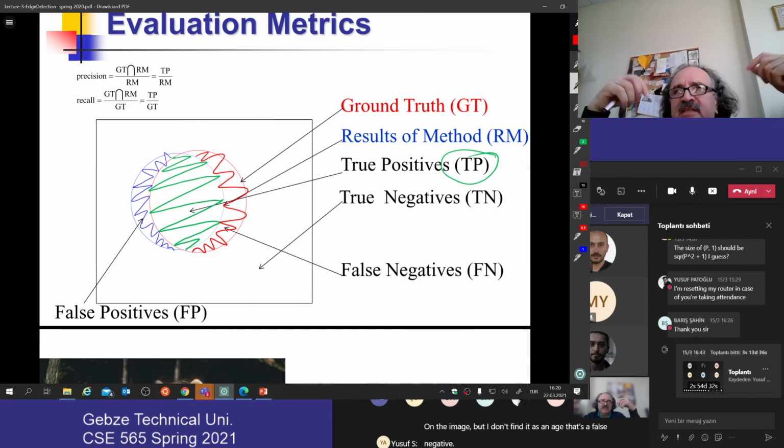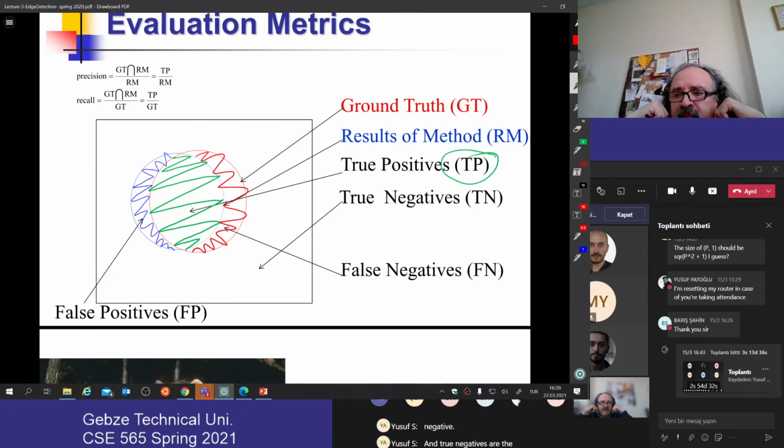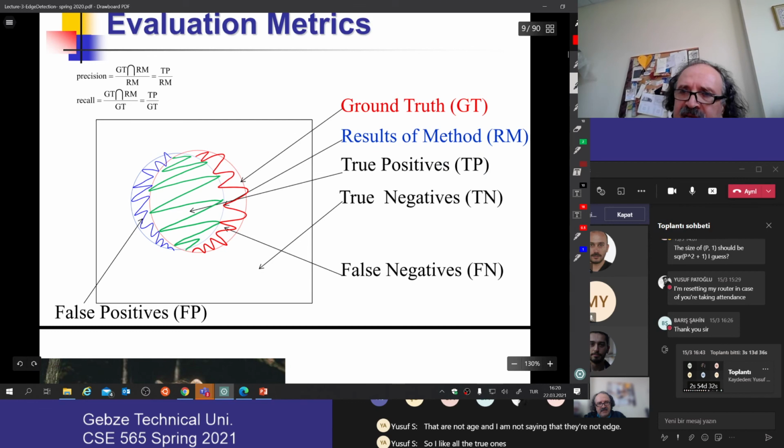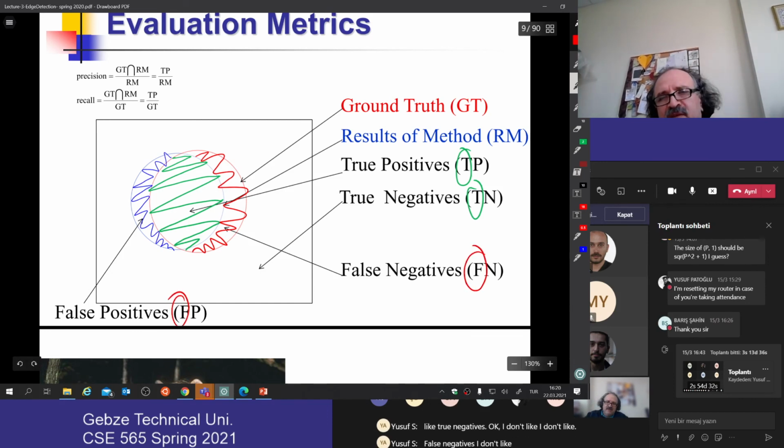And true negatives are the ones that are not edges, and I am not saying that they are edges. So I like all the true ones. I like true positives, and I like true negatives. I don't like false negatives. I don't like false positives. Falses are bad.